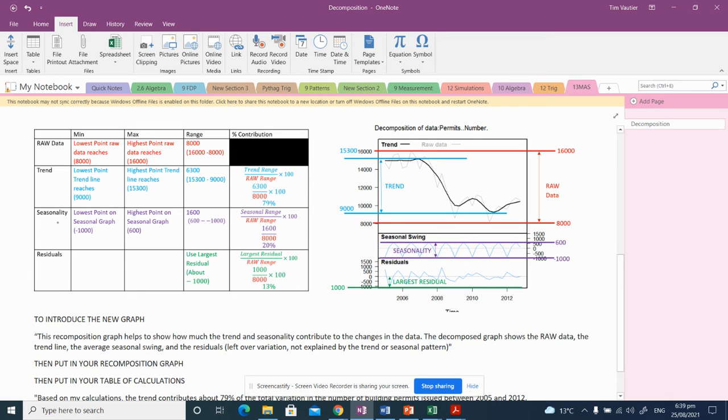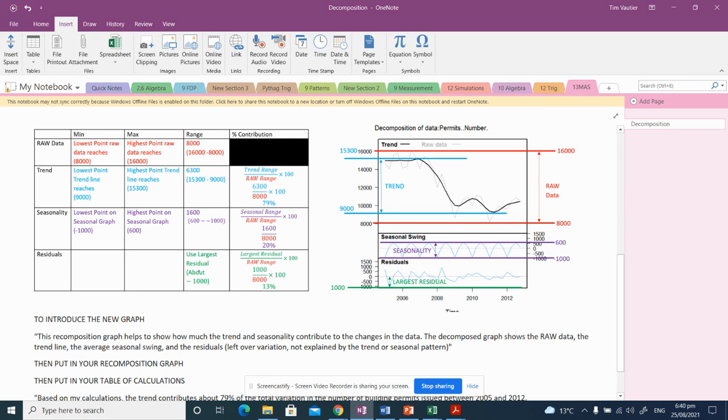Then we have seasonality, and so we're looking at the seasonal swing section here, and so our lowest point is about negative 1,000 there. The highest point is about 600, and so that's a range of about 1,600. So always highest take away the lowest. And so if we do a calculation there, dividing that number by the total range, or the range of the raw data, we get about 20%.